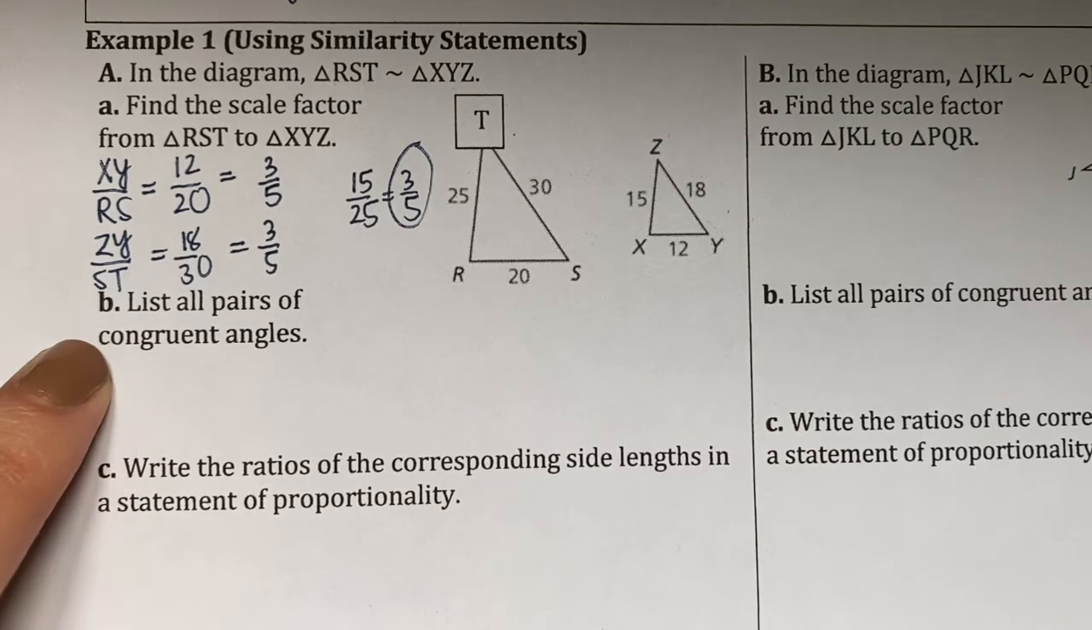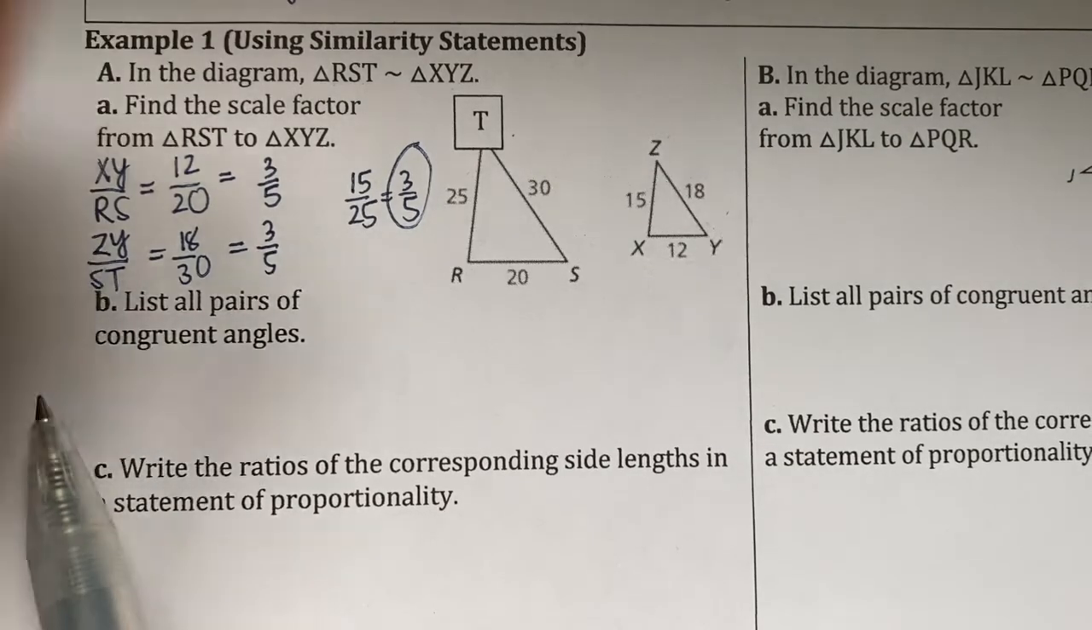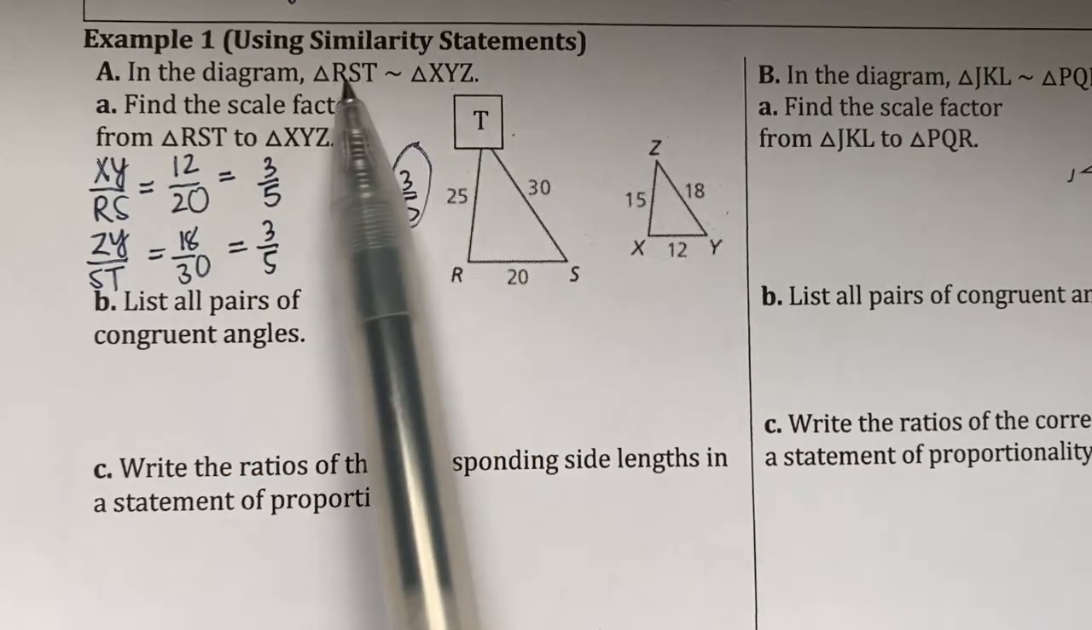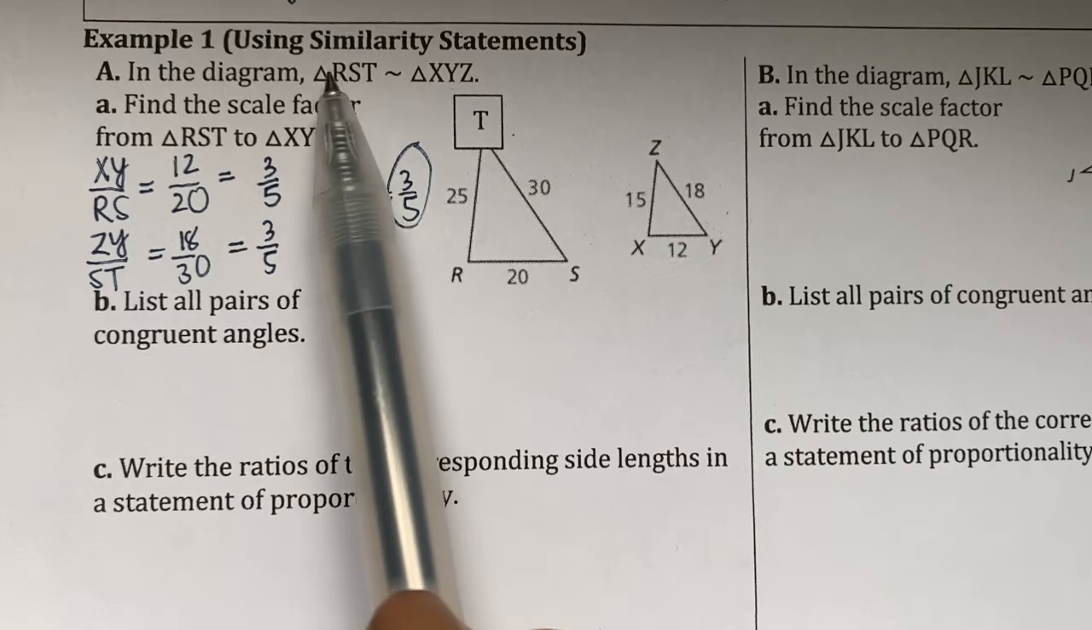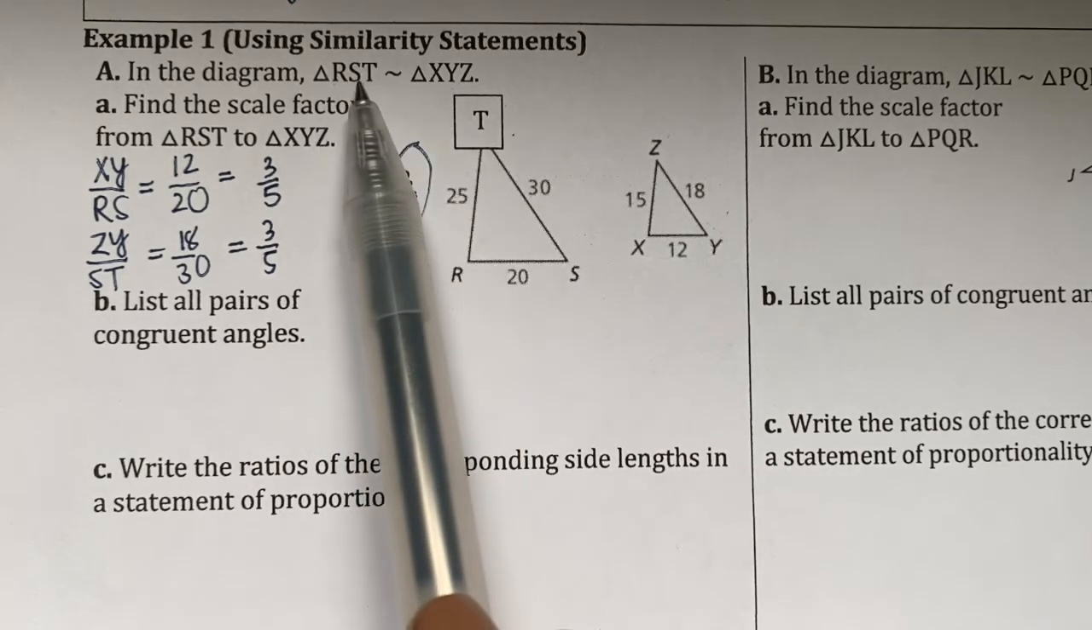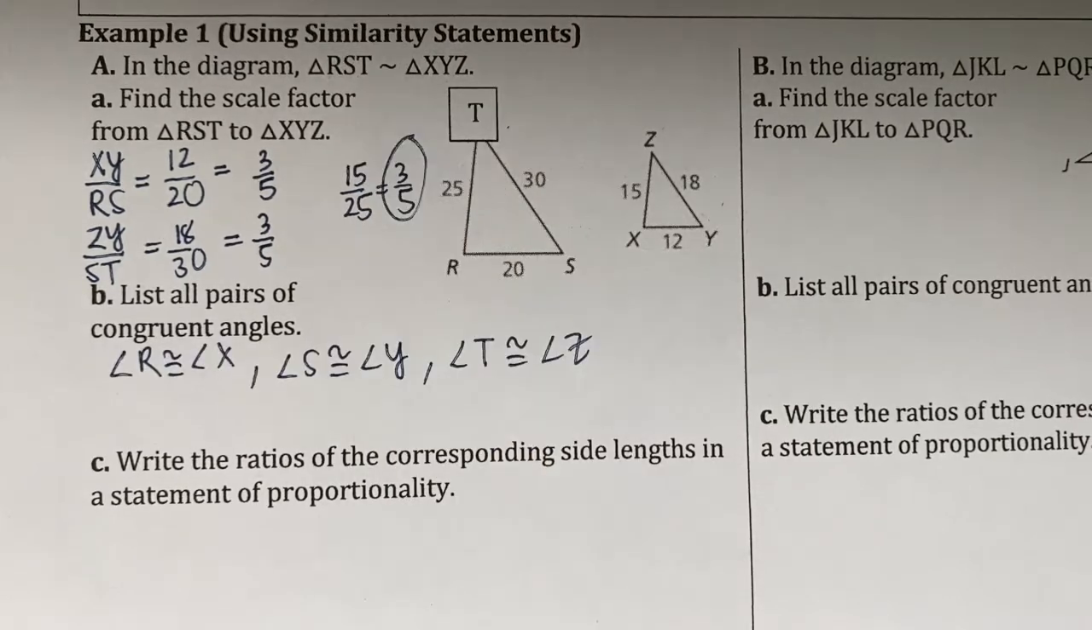Next, we're going to list all the pairs of congruent angles. Since we have the similarity statement, we can just list the angles that are congruent to each other. So recall, the first angles will be congruent, second, and third. So I get that angle R is congruent to angle X, angle S is congruent to angle Y, and angle T is congruent to angle Z.